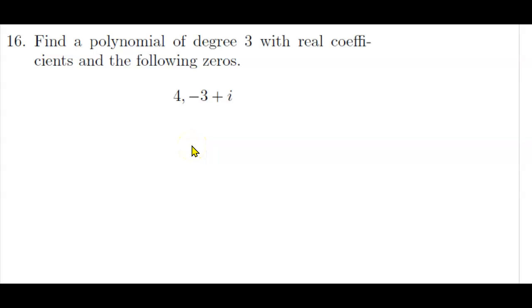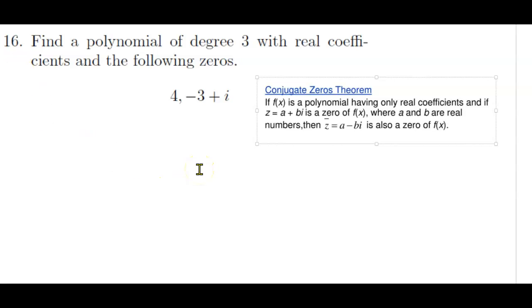Alright, so in order to solve this problem, we will need the conjugate complex zero property. What this formula is saying is that if I have a complex number of the form a plus bi as a zero of f of x, then the conjugate, which is called z bar, which is a minus bi instead of plus, would be a zero of f of x as well.